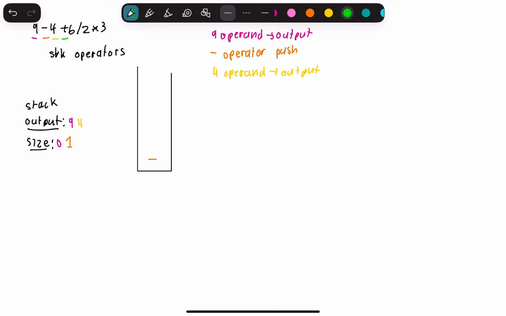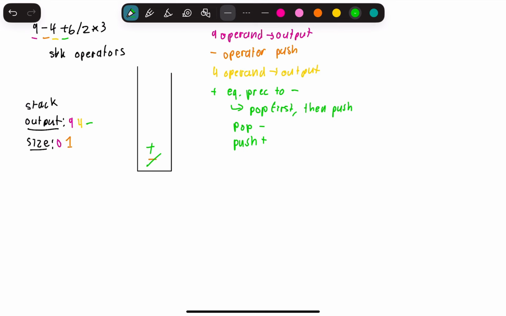Okay, after this we evaluate the plus. The plus has equal precedence to the subtraction. If you have equal precedence, this means that you pop first and then you push. So what that means is that you pop the subtraction sign. It's popped off the stack, and you put it into the output. Now after this you have to push the plus sign, because it was equal precedence. Push that onto the stack, and your stack size is still going to be 1, because you just removed something and added something back.